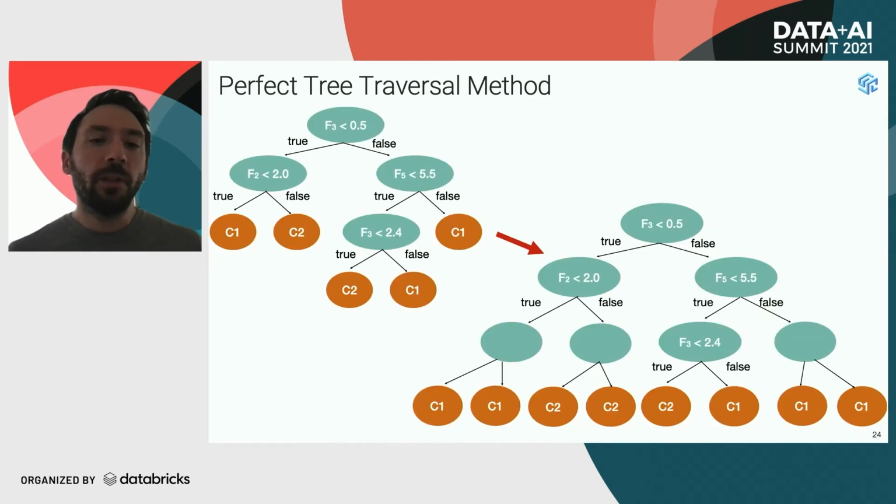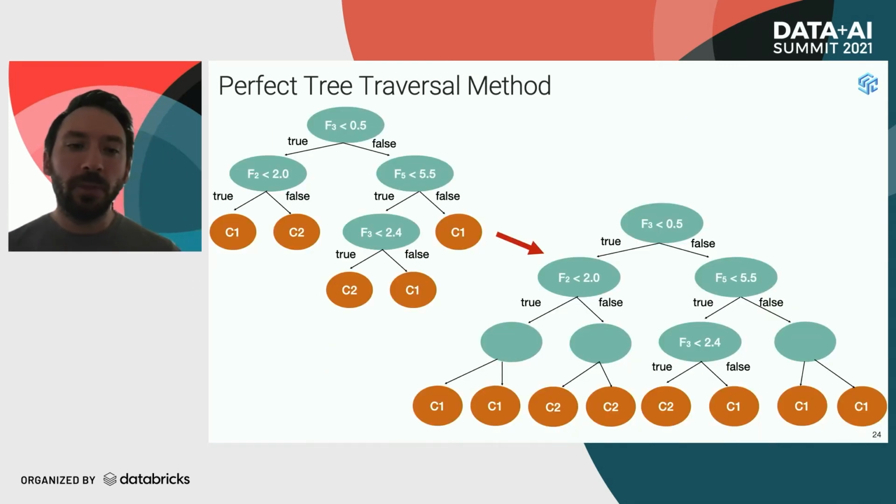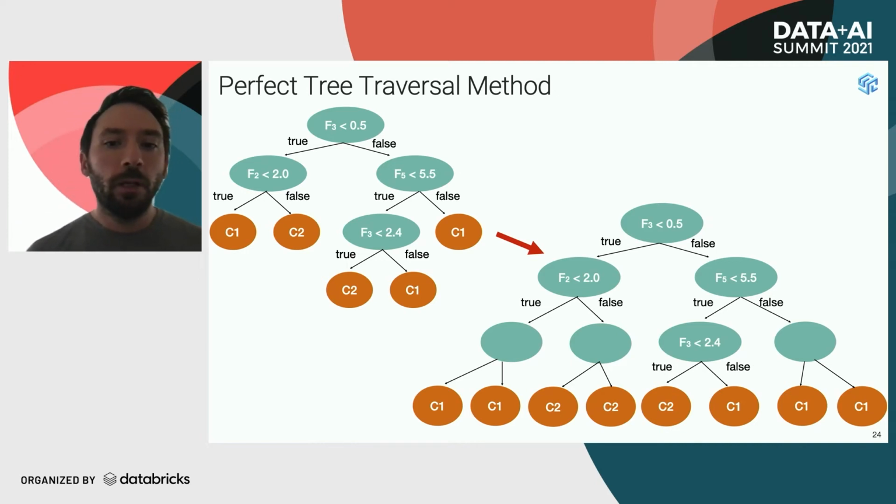Related to the perfect tree traversal method, the algorithm is really similar to the tree traversal method. The only thing is that we introduce computational redundancy because we make the tree perfect. This allows us to be a little bit more efficient on the algorithmic side, but we introduce, of course, redundancy at the storage level.